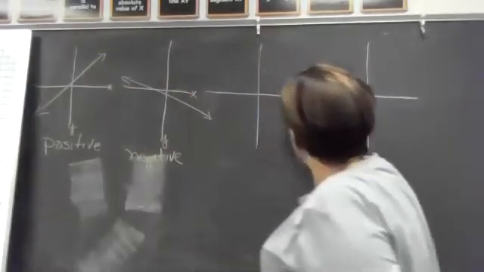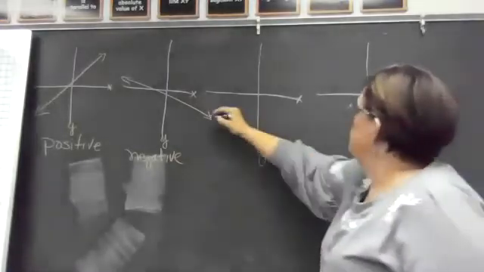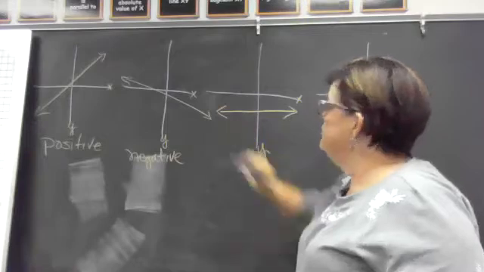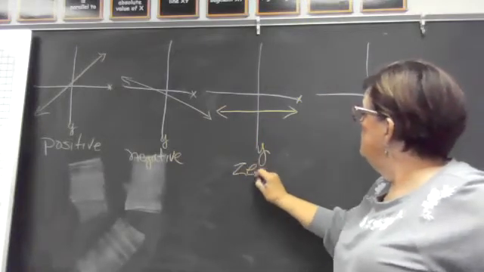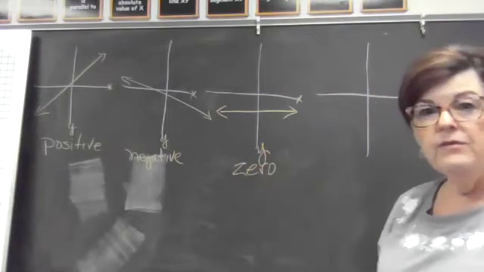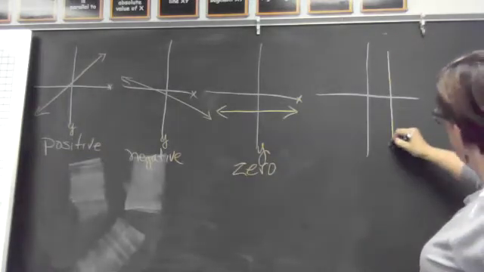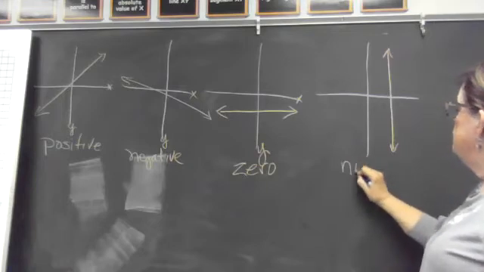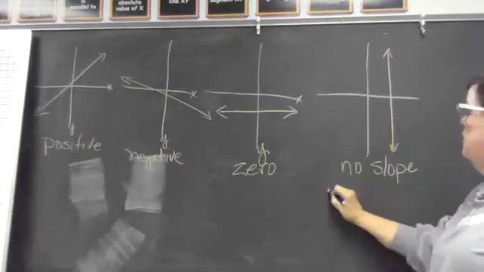The next one is a horizontal. It goes across anywhere. I'm just drawing it a certain place. It's a horizontal slope, and it's a 0 slope. This is a 0 slope. And then the last one is a vertical, straight up and down. And this is what I call a no slope, but more often it's called an undefined.